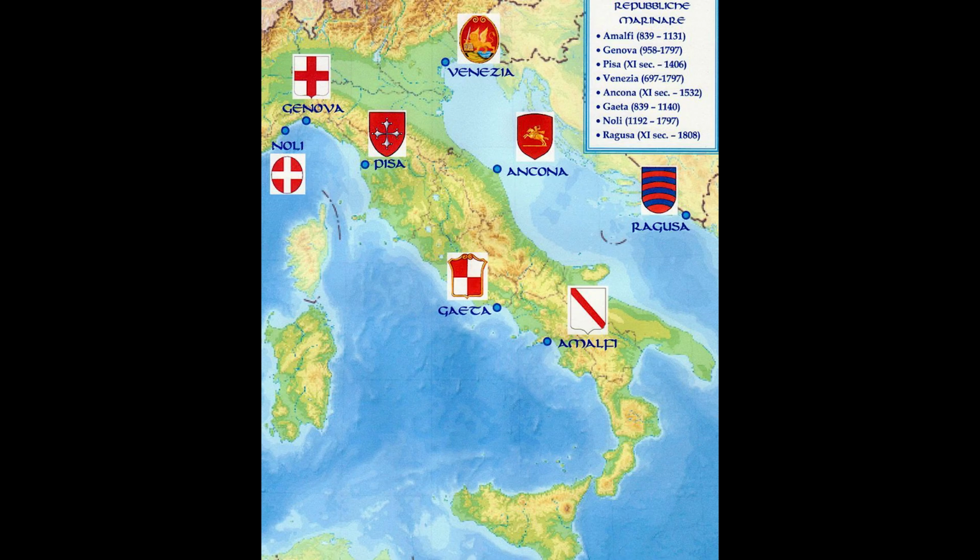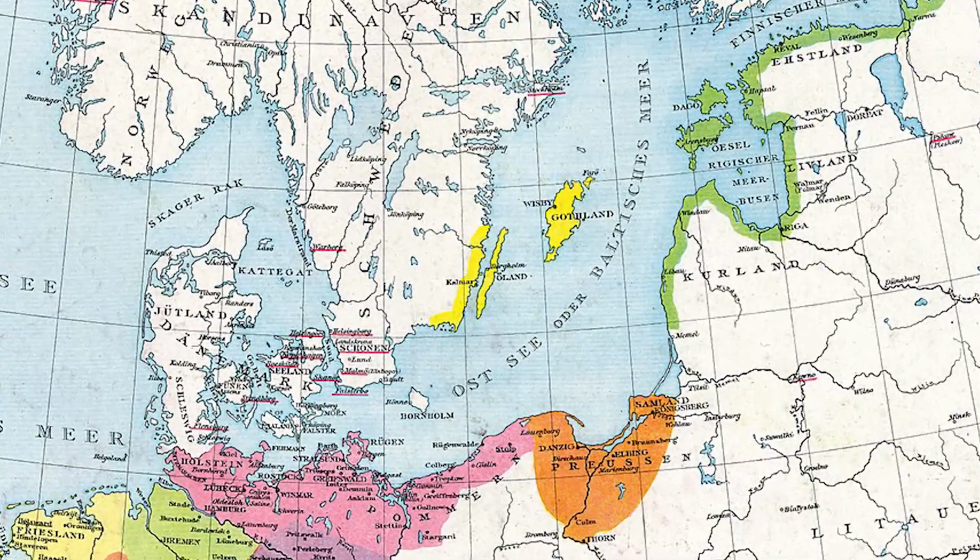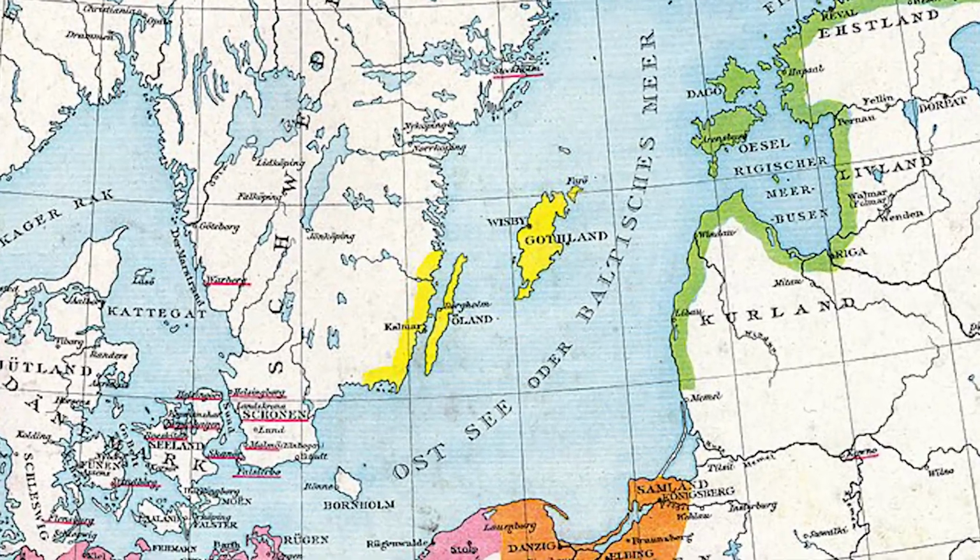This lines up reasonably well with the republicanism of the medieval Italian merchant republics. Gotland later became one of the most important trading posts of the Hanseatic League in the Baltic Sea.